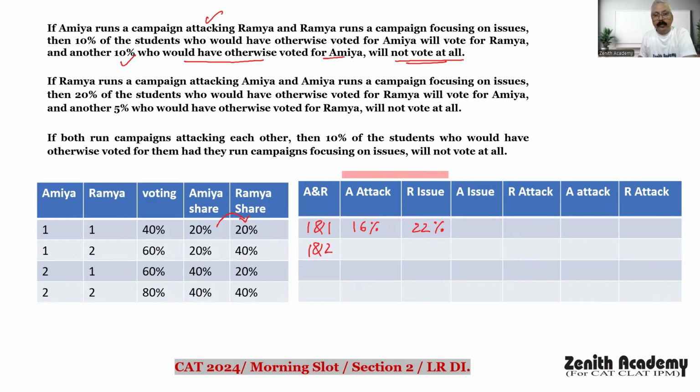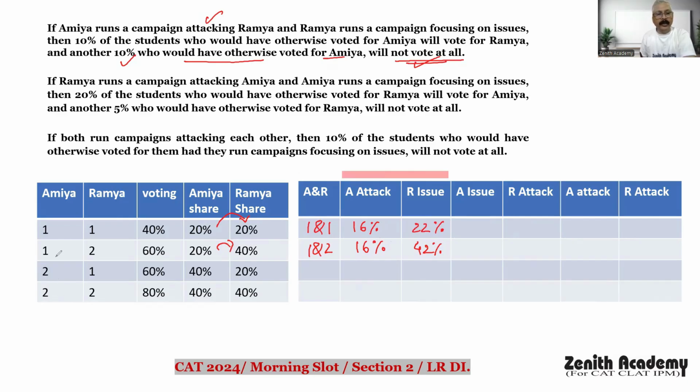So again 10% of 20 is 2 will go to Ramya. So 40 plus 2, 42%. And 2 is here, and 2, 10% of 22, do not vote. So again, loss of 4, so 20 minus 4, 16. And the 10% goes to this. So 2 plus 40 is 42.